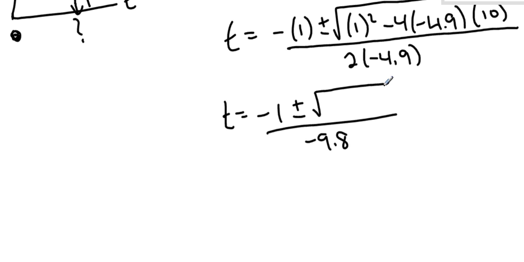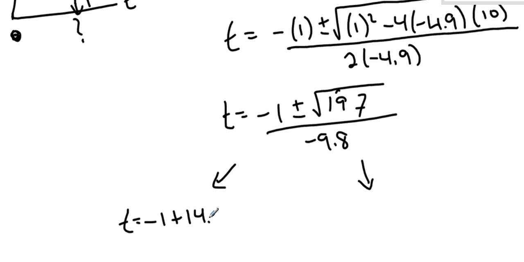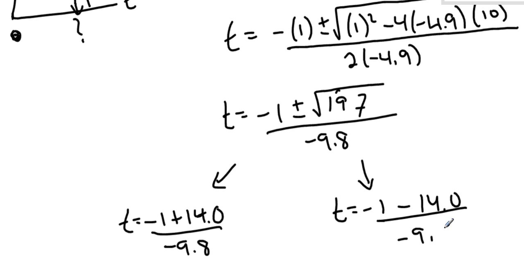So under that square root sign, let's see what the discriminant looks like. So negative 4.9, times and so on. Let's see. So under the square root sign, I get 197. And so now I'll split into two roots. So I get t equals negative 1 plus 14.0 over negative 9.8. And I get t equals negative 1 minus 14.0 over negative 9.8.